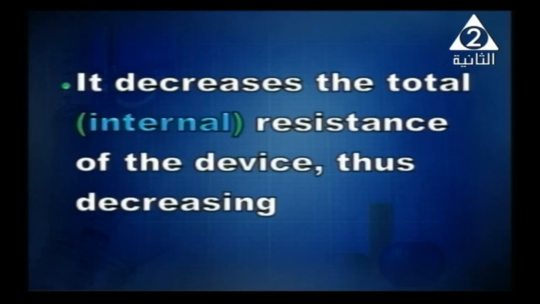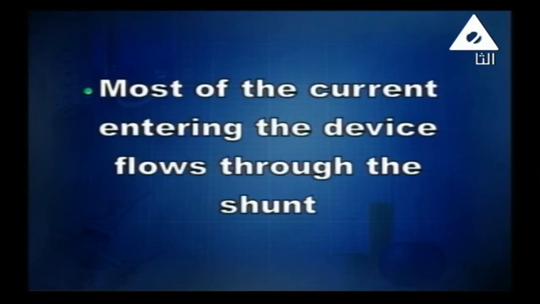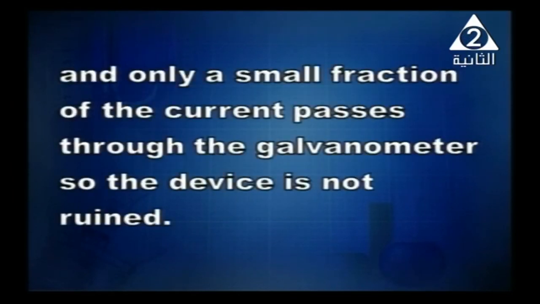It decreases the total resistance of the device, decreases the internal resistance, thus decreasing the heat produced in the device. Also, most of the current entering the device flows through the shunt, and only a small fraction of the current passes through the coil of the galvanometer, so it's not damaged or ruined.